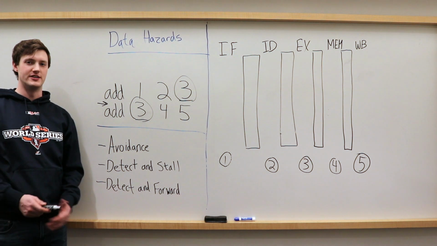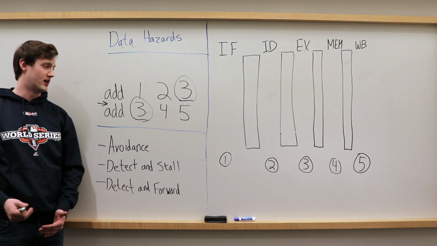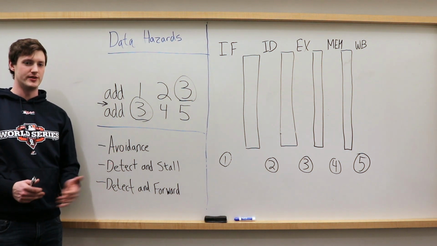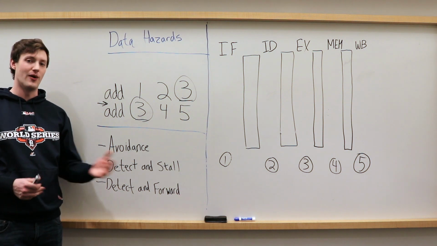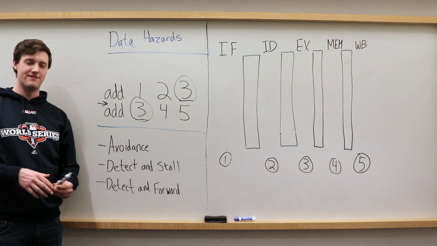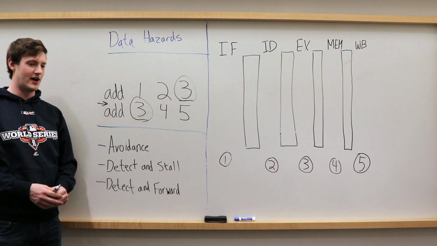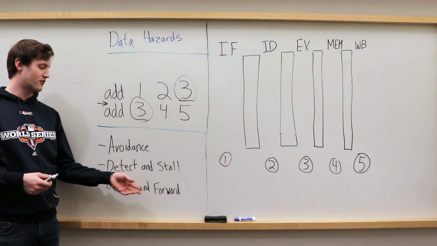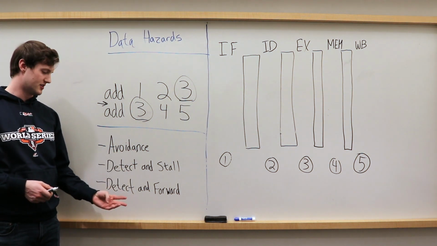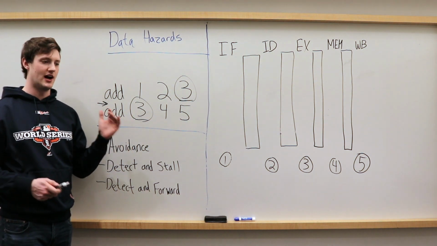Now, detect and forward is typically the best solution for us to handle these data hazards because it takes advantage of the way that the pipeline is structured to get values sent back earlier, so we don't have to wait as many cycles as we did before with avoidance and with detect stall. So let's take a look at the pipeline to see how this would work.